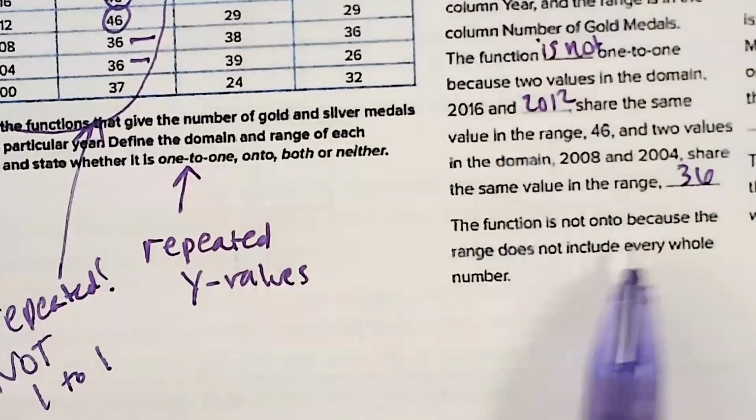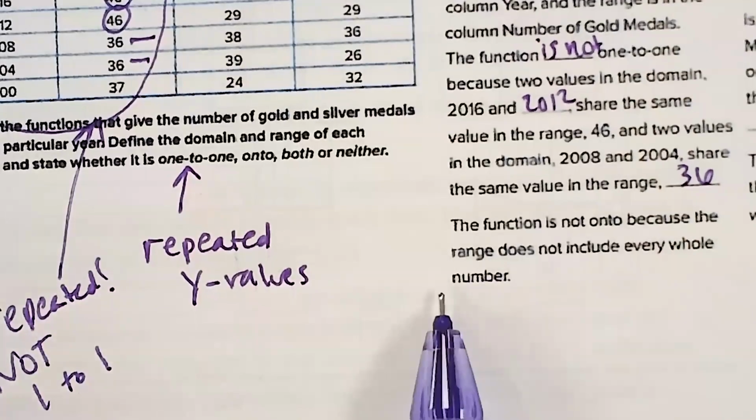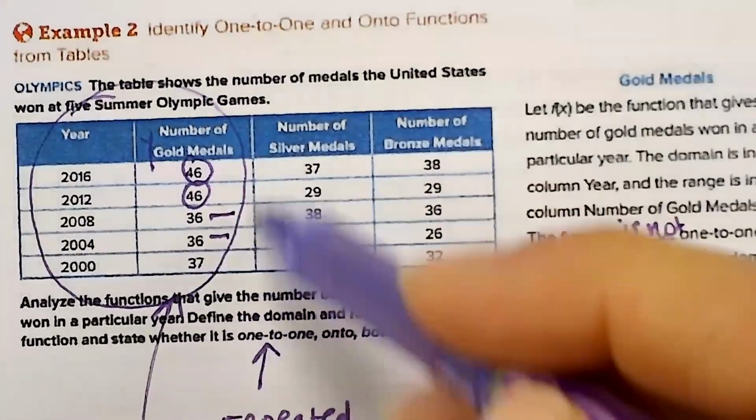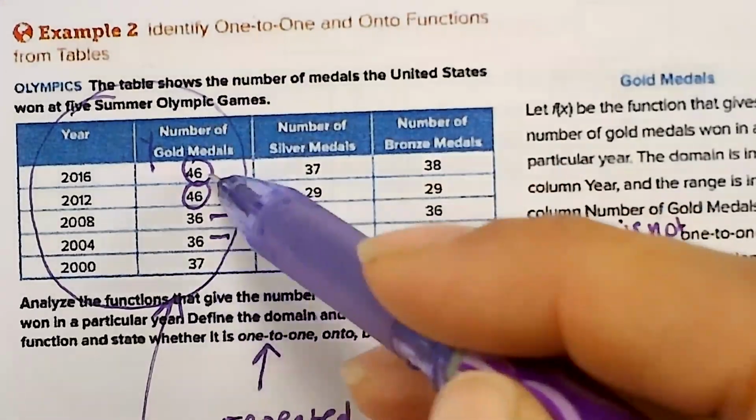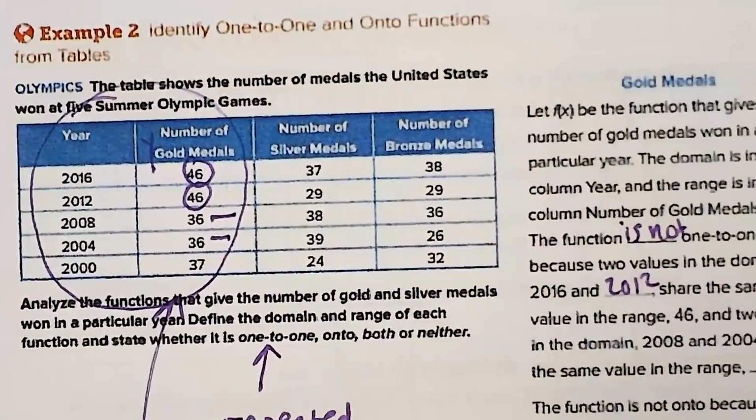They are also not onto because the range does not include every whole number. The range would be these values right here. It does not include every whole number. It only includes 36, 37, and 46. So it is not onto.